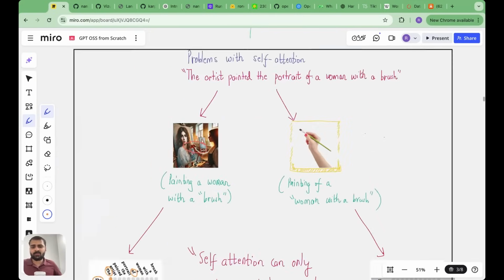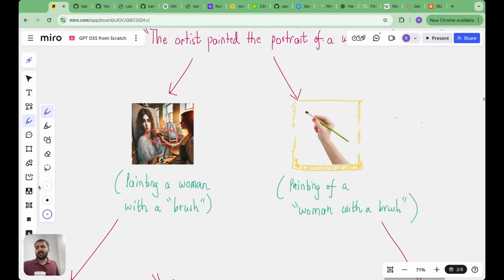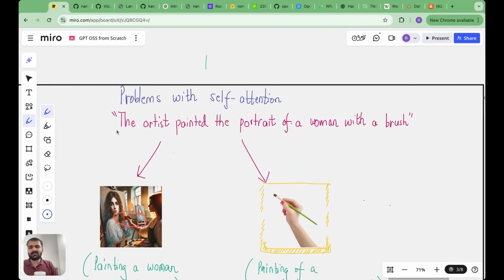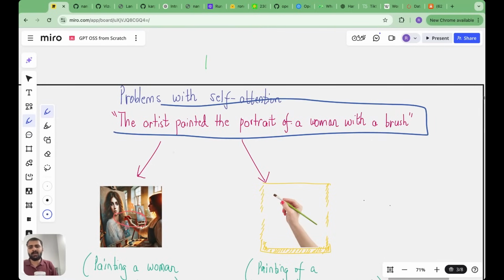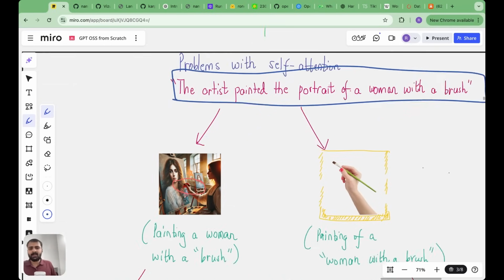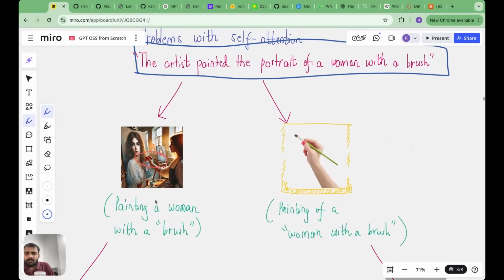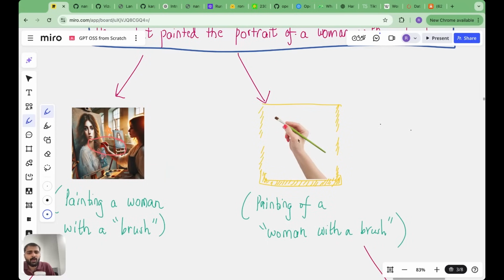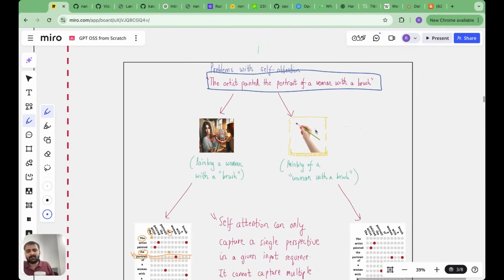Why do we need this? Because what if one attention score is not able to capture the perspectives in a sentence? Let me explain this with an example. Let's say we have this: the artist painted the portrait of a woman with a brush. Now, this example can be looked at in two different ways, right? Either it can be the artist painted the portrait of a woman using a brush, or the artist painted the portrait of a woman who had a brush in her hand. That's two different things, right?